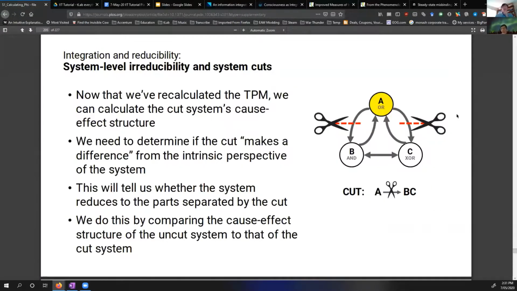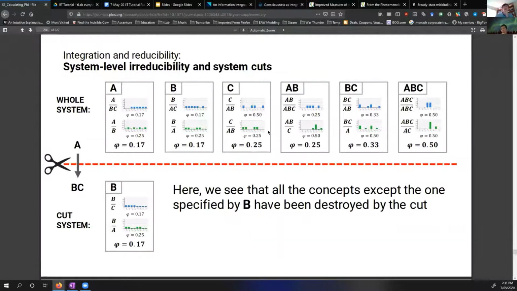So what we want to do is quantify how different the cause-effect structure is between the full system and this disconnected system. On this slide, we have the cause-effect structure for the whole system, which was on the previous slide. Here we have A, B, C, AB, BC, and ABC, the degree to which they exist to the system, and also the specific information which they give to the system.